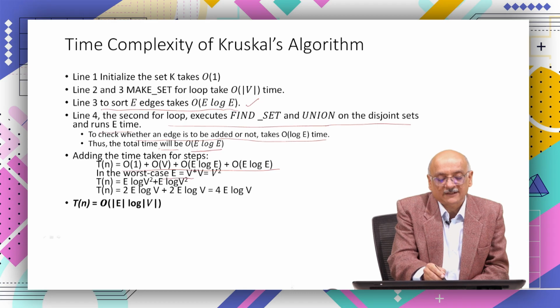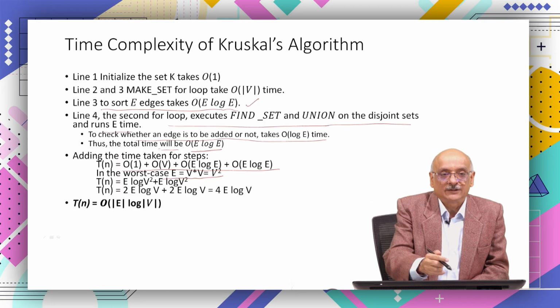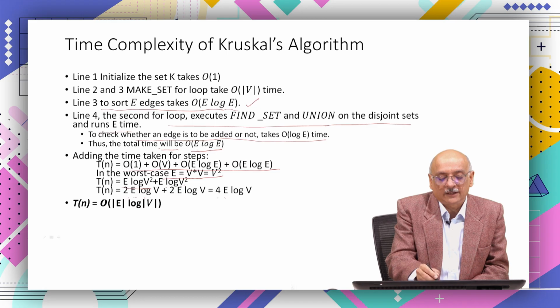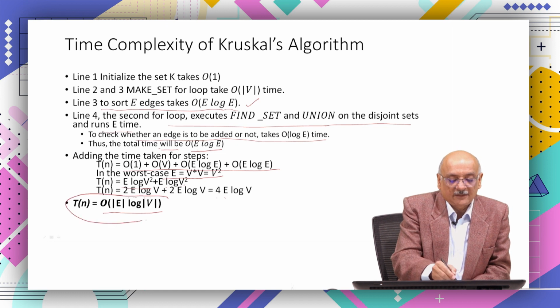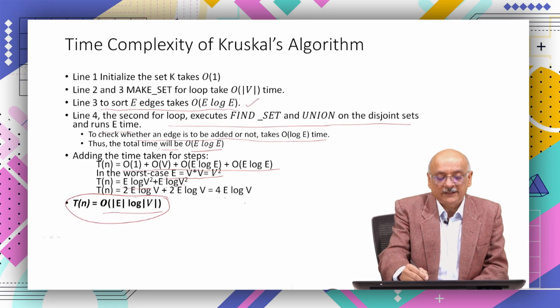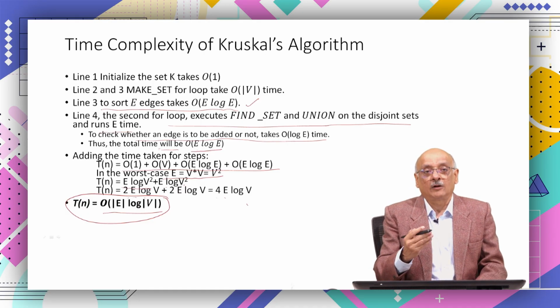Then adding all these times together, if we assume the worst case, the number of edges is V cross V, that is V square, which is very, very high. That is, from every node there is an edge to any other node, including the self edge also. Then we get order E log V square plus E log V square, which can once again be converted into order E log V. So E log V is the actual time when we are using Kruskal's algorithm, specifically with adjacency matrix representation.